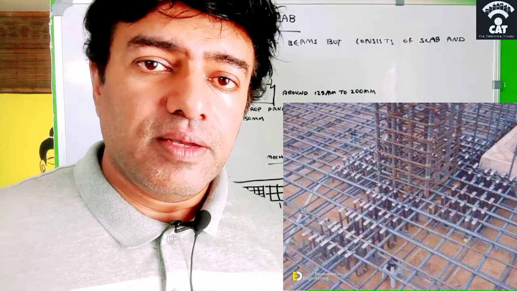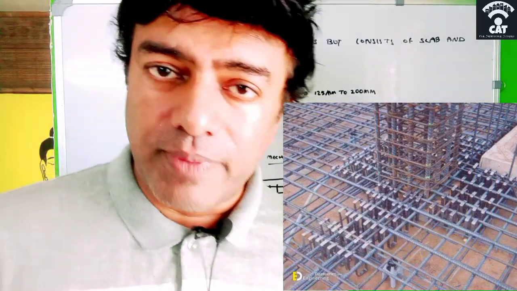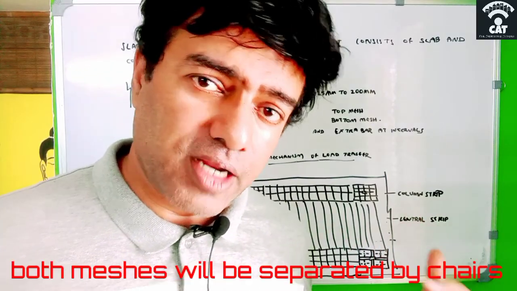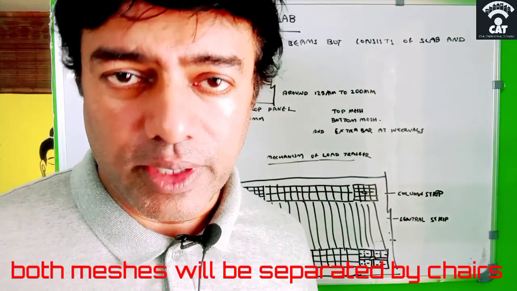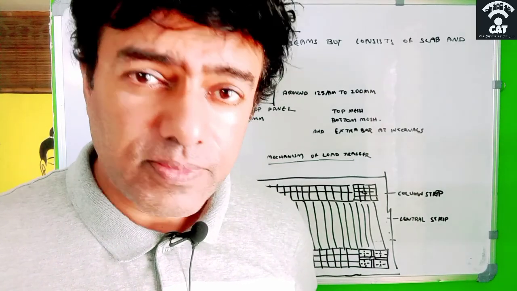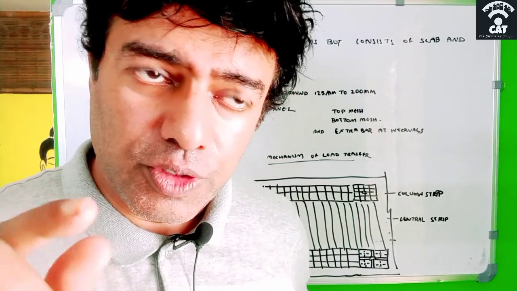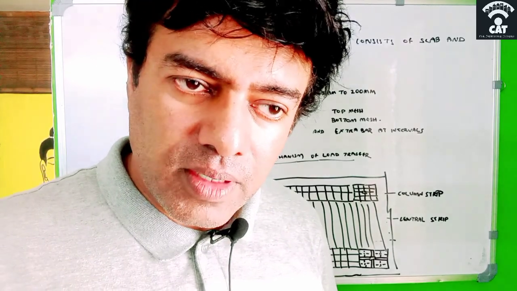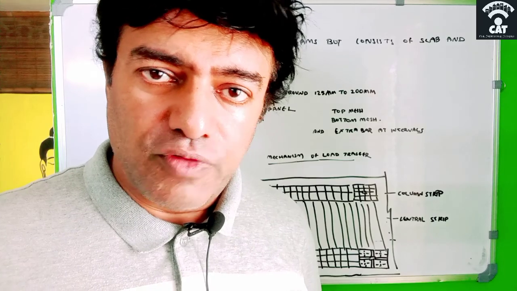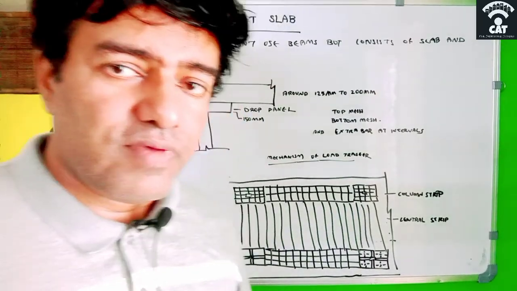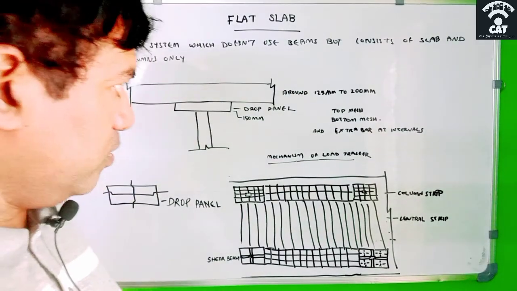Because we are not using any beam there, the slab has to take the wall load, the live load, the dead load, everything that comes on the slab. The wall load has to be taken by the slab, and it has to be transferred directly to the column without any beam. So it will go to the drop panels, which transfer it to the column, then the column transfers it to the foundation or footing, and from there it goes to the soil. That's the way the load pattern goes.